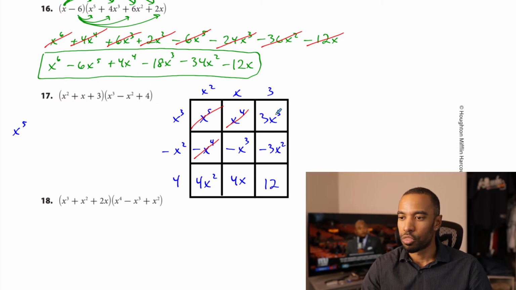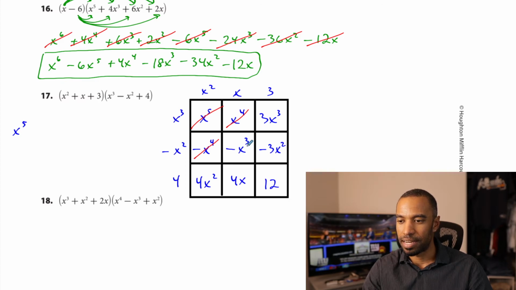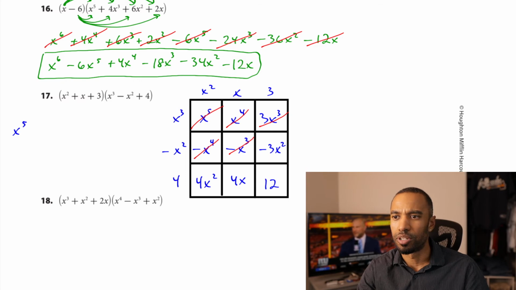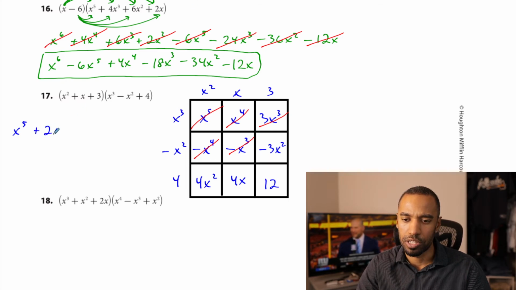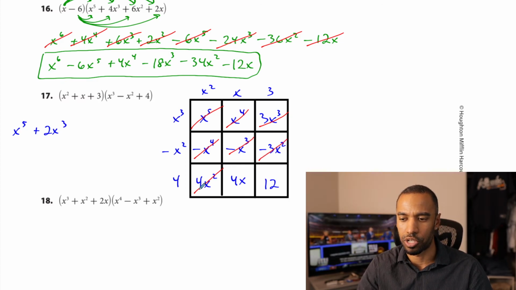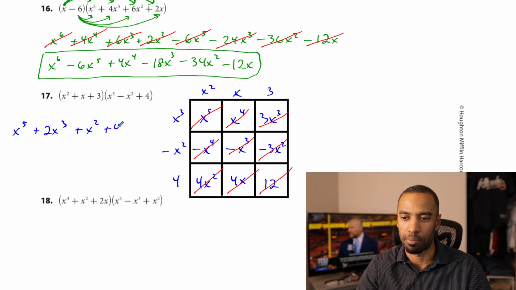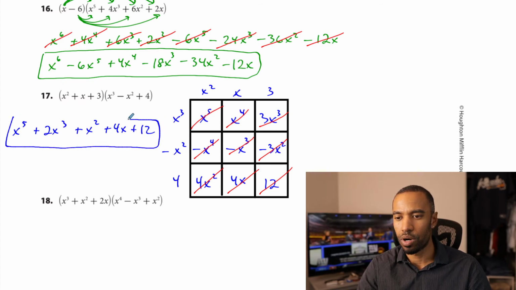x cubed. 3x cubed minus 1x cubed. That'll be a positive 2x cubed. And it looks like those are the only ones. So plus 2x cubed. Negative 3x squared plus 4x squared is 1x squared. I should have said 4x squared minus 3x squared. That's 1x squared, so plus x squared. And then a plus 4x and a plus 12, which do not combine. I'm just going to cross them out so I can write them out. Plus 4x plus 12.